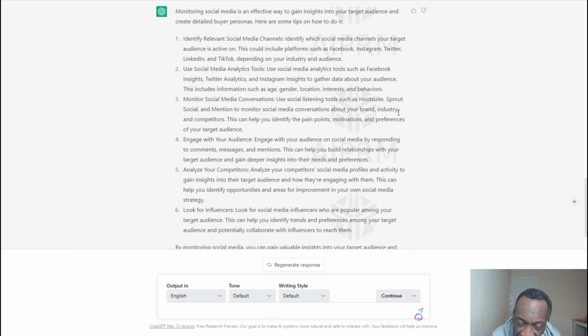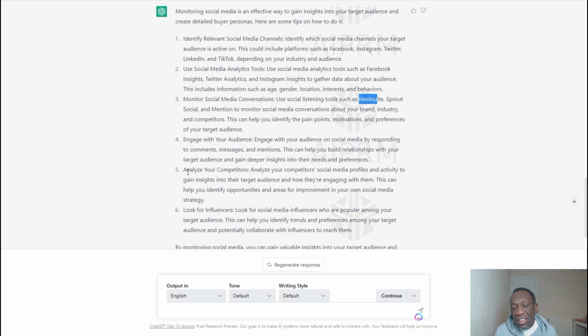And the thing is that some of these tools are free, and some you have to pay for. Hootsuite and probably Sprout Social, you have to pay for them. I know definitely Hootsuite because I've used it in the past. Engage with your audience on social media by responding to comments, messages, and mentions. So that is the kind of thing you do. Analyze your competitors, which is very good. So this is another one that you will ask ChatGPT to look into.